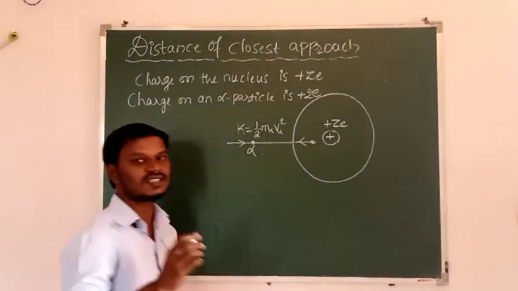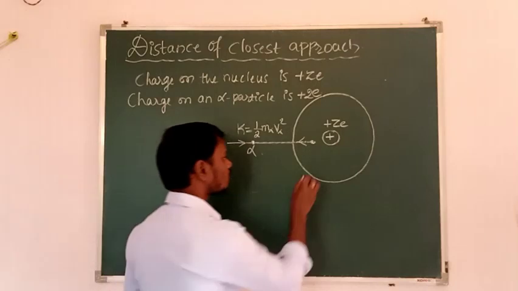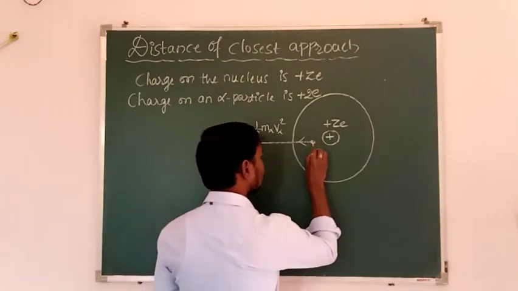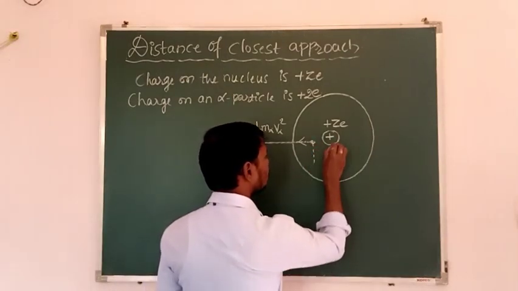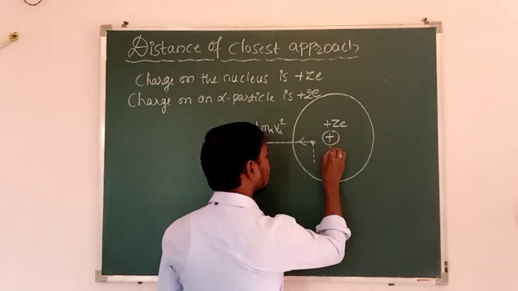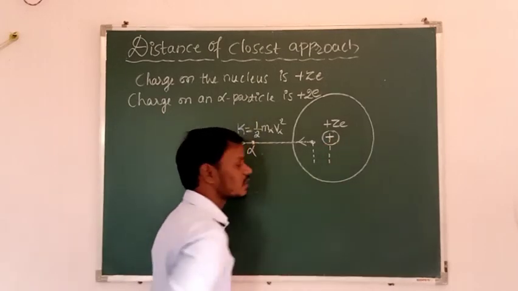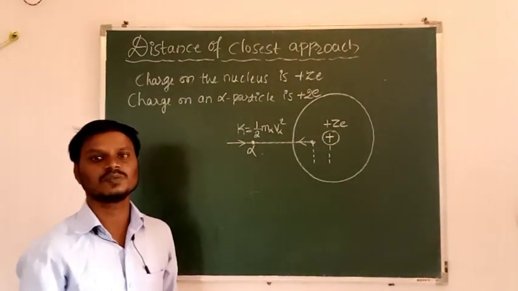Then what is the distance of closest approach? It is the minimum distance of the alpha particle from the nucleus. At this minimum distance, the alpha particle experiences the large repulsive force.